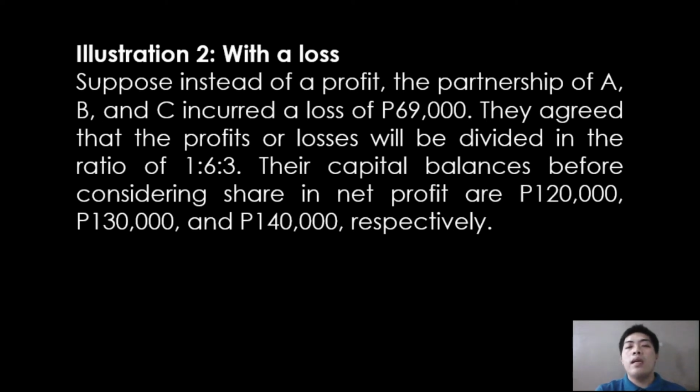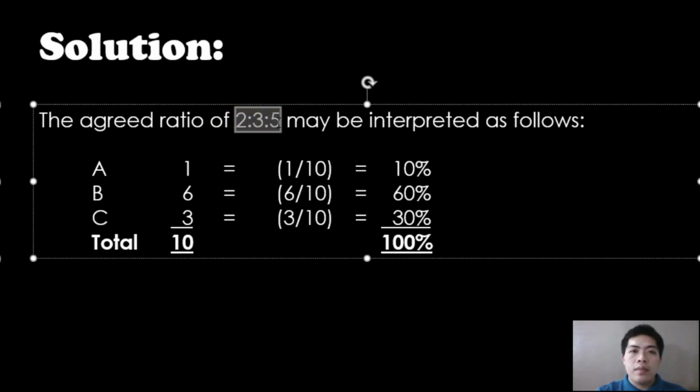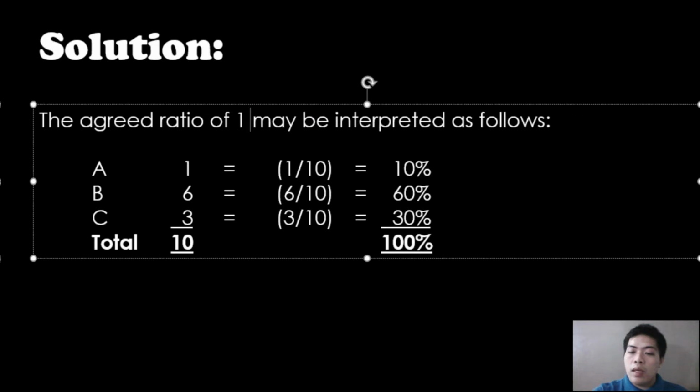And they agreed to divide the loss in the ratio of 1:6:3. Okay. The same capital balances, 120,000, 130,000, and 140,000 respectively. Okay, let me just change this one. So, this must be 1:6:3. Okay.